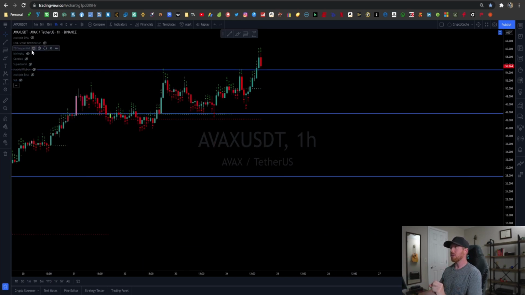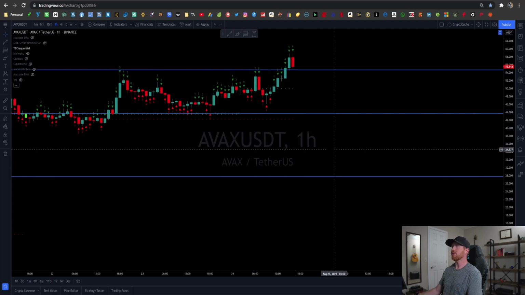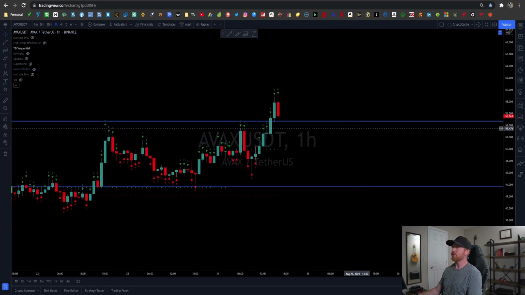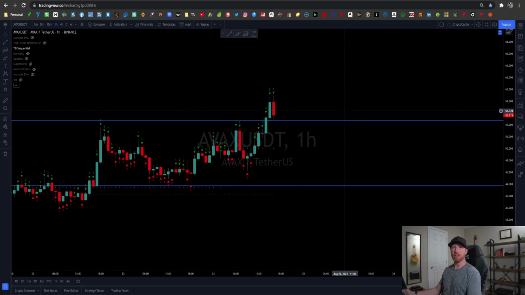Speaking of which, let's take a look at that. TD Sequential is essentially a really good tool to help us understand market exhaustion. What it does is take the current candlestick, and if it's above the 4th previous candlestick, it's considered to be counting upwards. It continues to count upwards, which is essentially signaling bullish momentum, a bullish trend. And then the inverse applies for the downside.